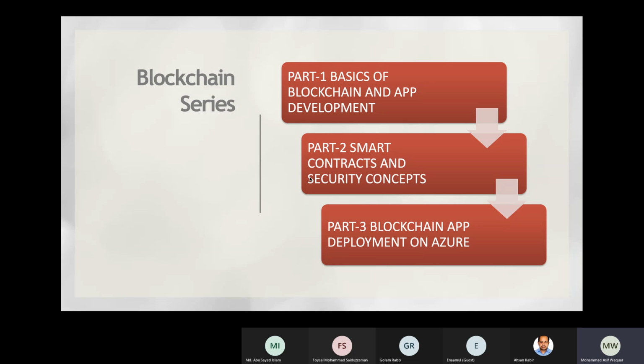And in this part, I'm going to discuss smart contracts, which means if you want to write some business logic on the blockchain network, you have to write smart contracts. I'll also discuss some security concepts and the app we will develop today. If you haven't attended the first session, I will do a short recap of part 1, and then we'll go to part 2.